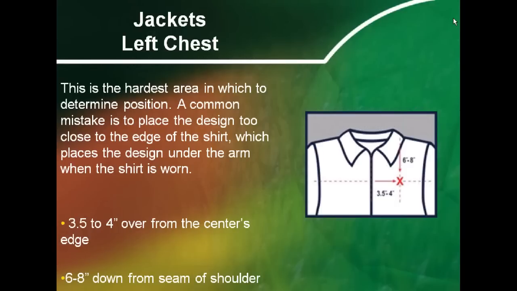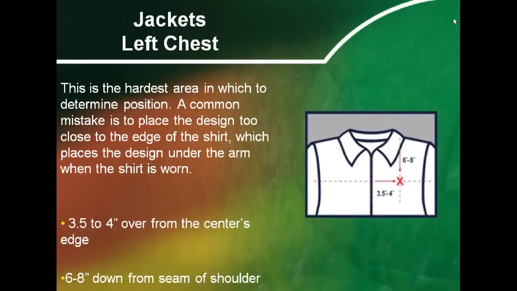A common mistake, which I've done, is to place the design too close to the edge of the shirt. Everybody raise your hands if you've done it too. Once you put it on, your design's actually in the armpit, under the arm when the shirt is worn. The key there is we typically want to go 3.5 inches to 4 inches over from the center's edge. You can find the center typically where the tag is.